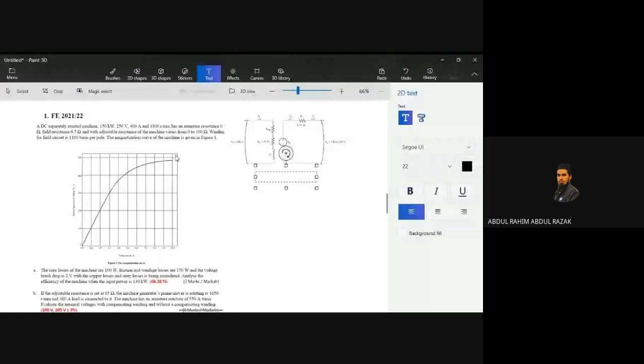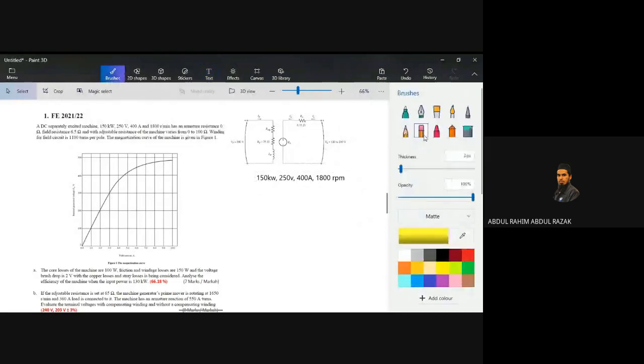Okay, we draw the circuit and key in all the data. We have here 150 kilowatt, 250 volt, 400 ampere, 1800 RPM. What else do we have? There are certain things that you can key into the circuit.